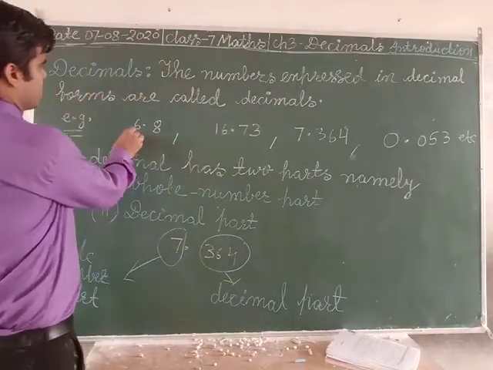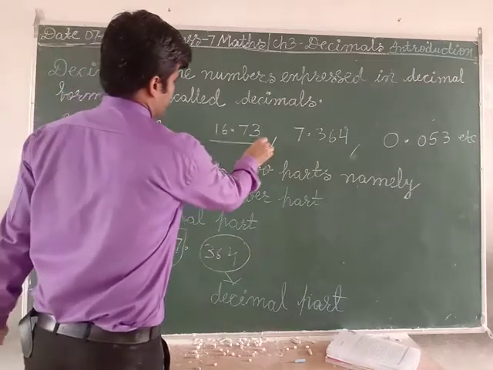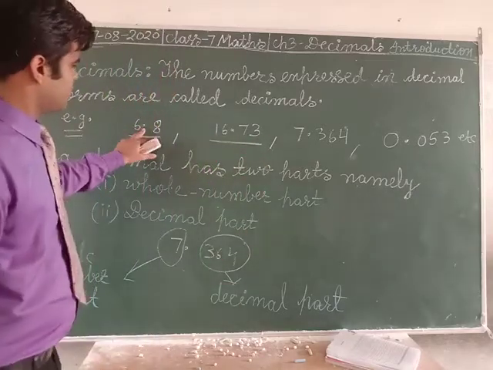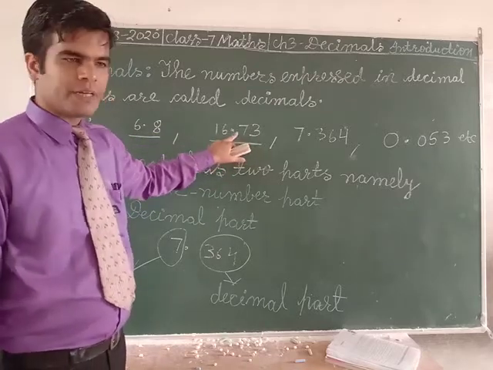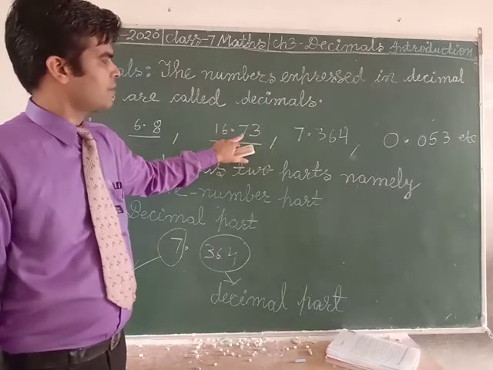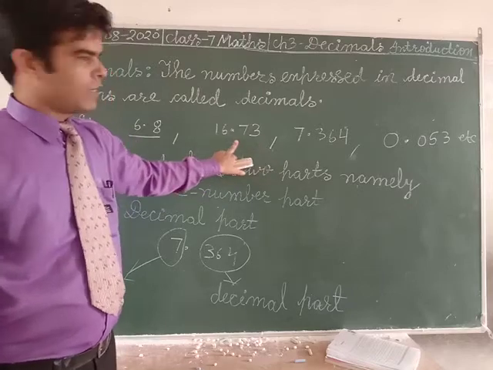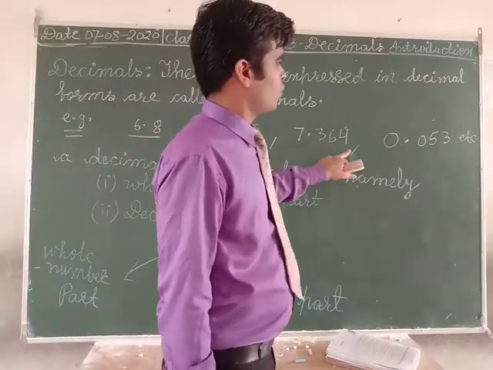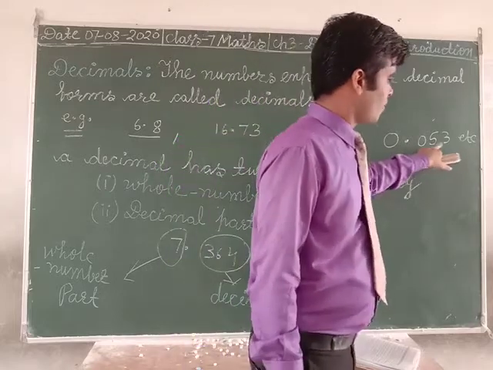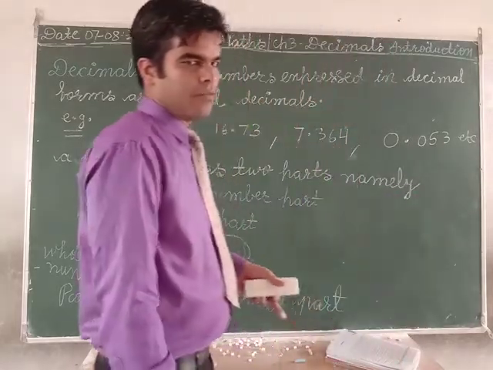For example, 6.8, 16.73. After the decimal point, we read digit by digit. We cannot read it as 73; we read 16.73. Okay, students. Here we read 7.364, 0.053, etc. These are examples of decimals.